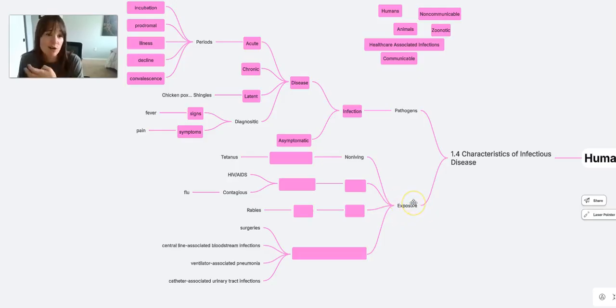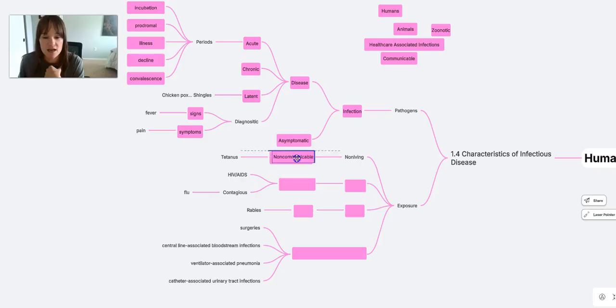All right, we just have a few more terms up here, and they go under the concept of what I call exposure. So we have different ways we can be exposed, and I gave you one here that's not hidden, non-living. And I gave you an example of a non-living infectious disease, tetanus. Of the terms remaining, which ones best fit here on the concept map?